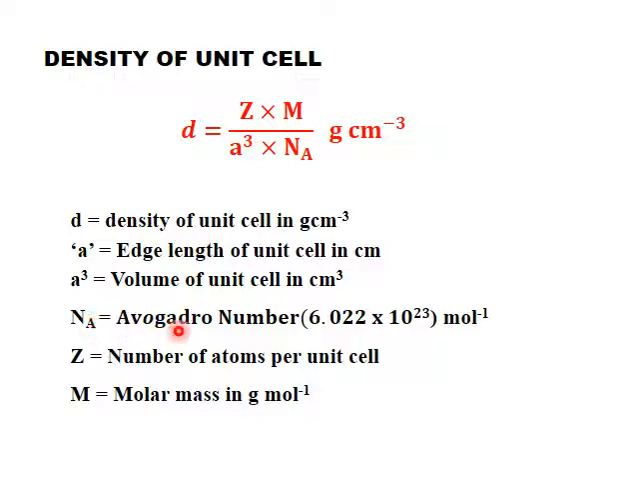Na stands for Avogadro's number, which is taken as 6.022 into 10 raised to 23. Z stands for number of atoms per unit cell. So we have to understand the question and assign the value of Z. If in the question an element or a substance crystallizes in FCC structure, Z value will be equal to 4. In BCC structure, Z value is taken as 2. And in simple cubic structure, Z value is taken as 1. And M stands for molar mass.